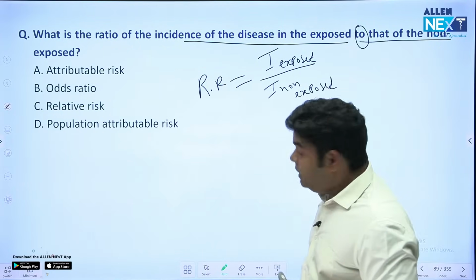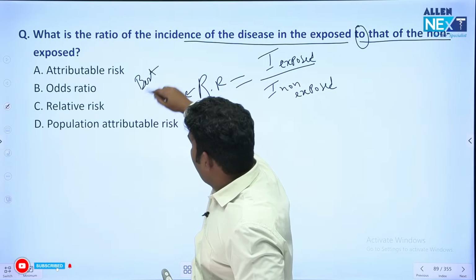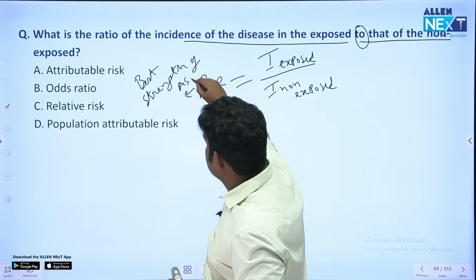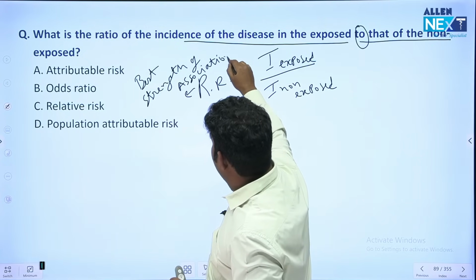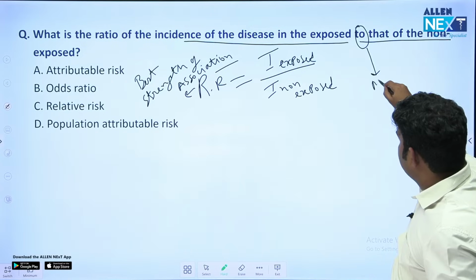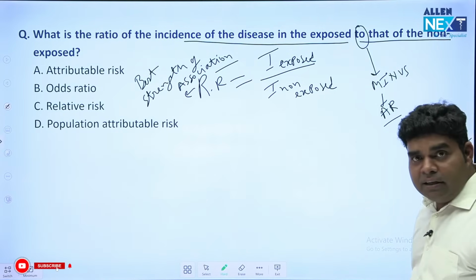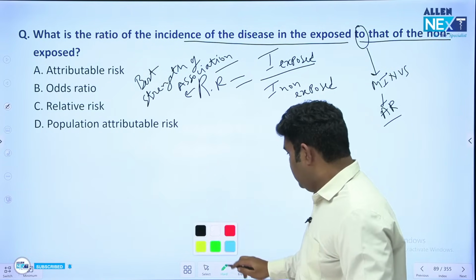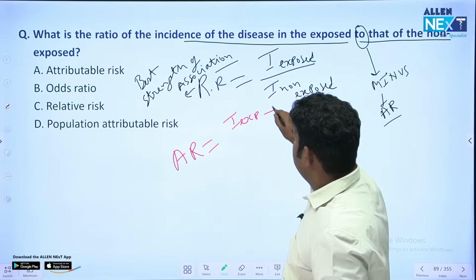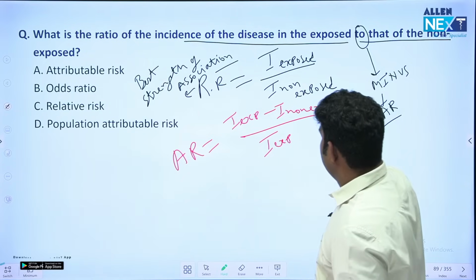This is relative risk, and relative risk is the best way to know strength of association. How strongly two things are connected, this is best known by relative risk, strength of association. If instead of "to" they had used the word minus, then the answer would have been attributable risk. Because what is the formula of attributable risk? Attributable risk is incidence in exposed minus incidence in non-exposed divided by incidence in exposed into 100.